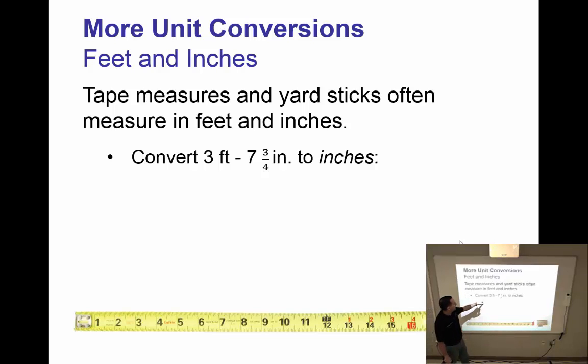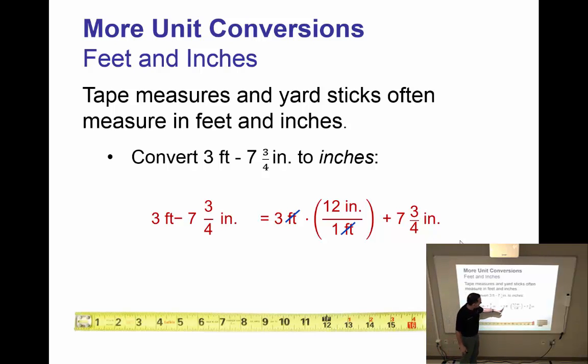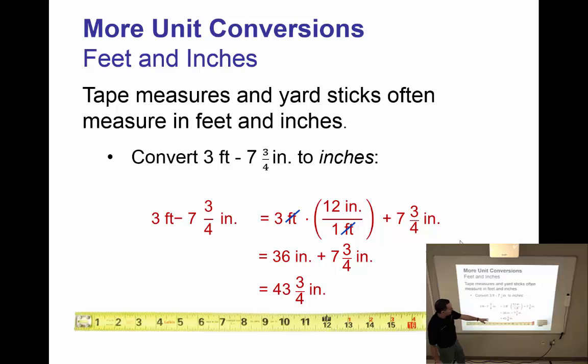Let's do a couple more examples using feet and inches. I want to convert 3 feet, 7 3/4 inches. So this is 3 feet and 7 3/4 inches, not 3 feet minus 7 3/4 inches. I'm going to convert this to inches. 7 3/4 is already in inches, so I don't have to convert that. I simply have to convert my 3 feet. So I'm going to write a conversion factor for that: 3 feet times 12 inches over 1 foot. Feet cancel out. 3 times 12 inches plus my original 7 3/4, I get 43 3/4 inches.